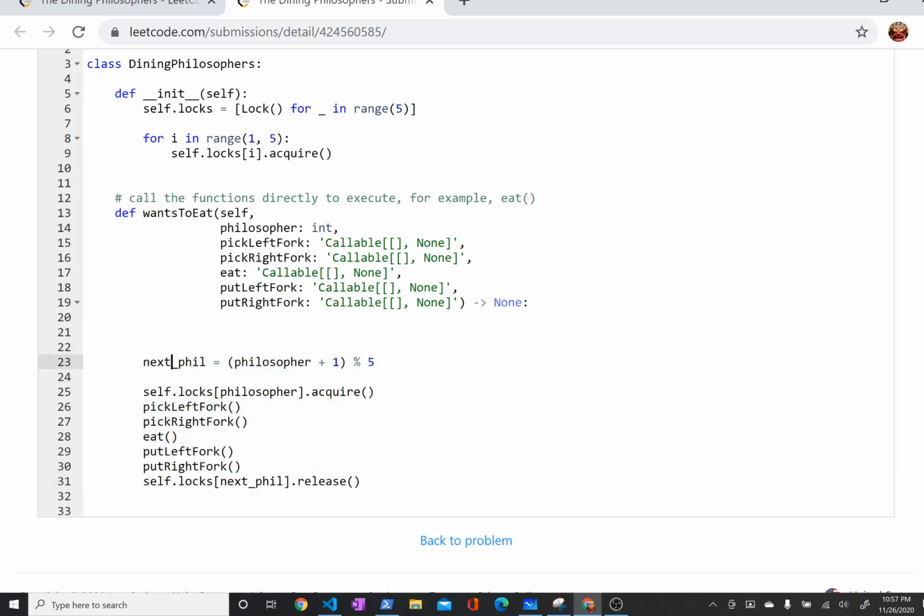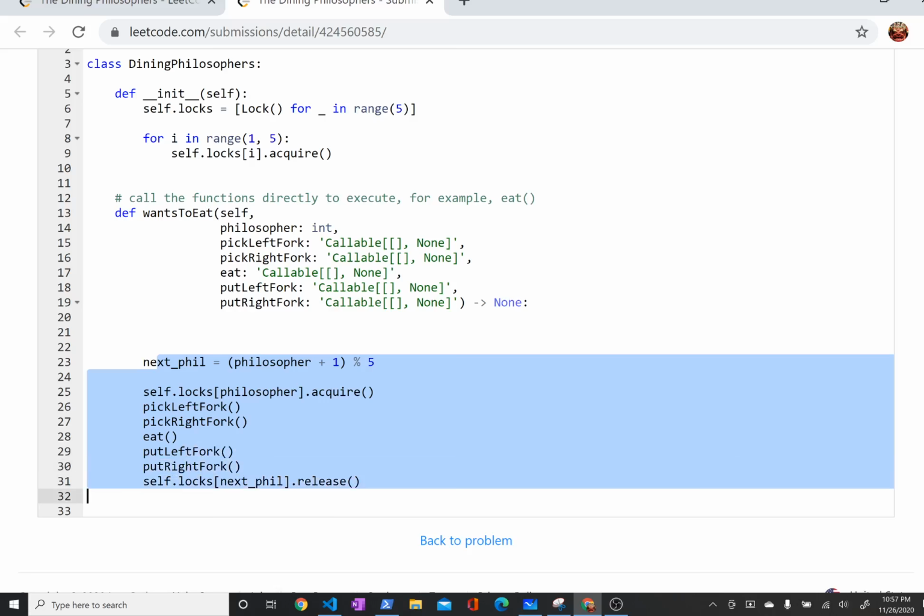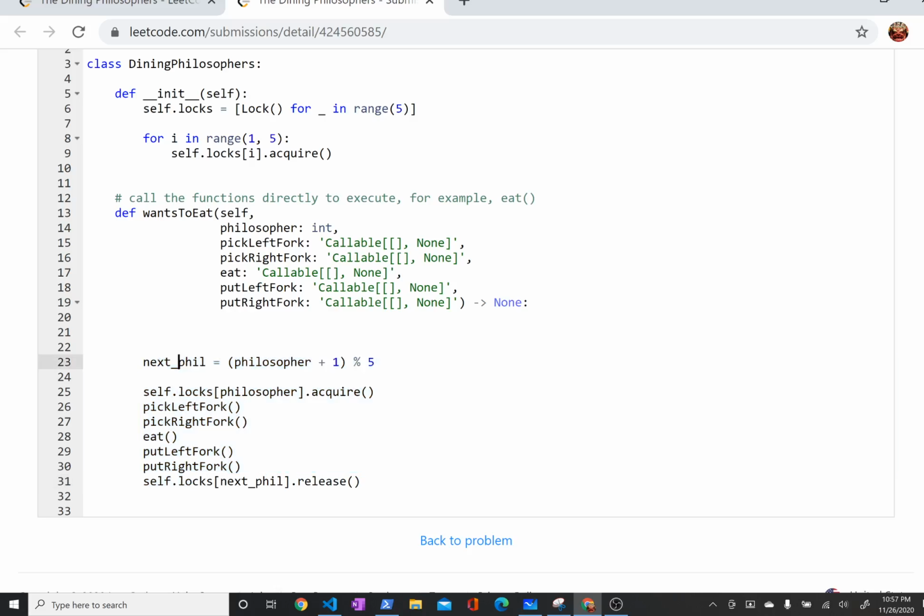Okay, so philosopher 0, we just walked through how he worked. Philosopher 1, what he's going to do, his next philosopher, of course, is 2. Philosopher 1 plus 1 is 2, mod 5 is 2. He's going to try to acquire his lock. But remember, that's going to fail because I locked it in line 9.